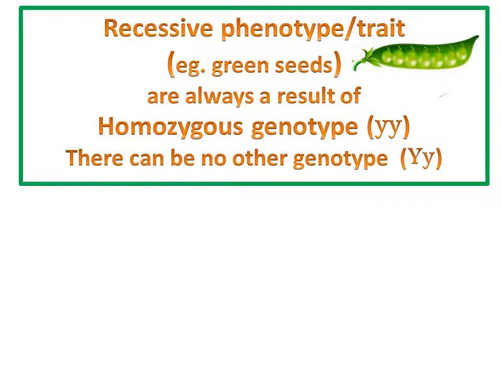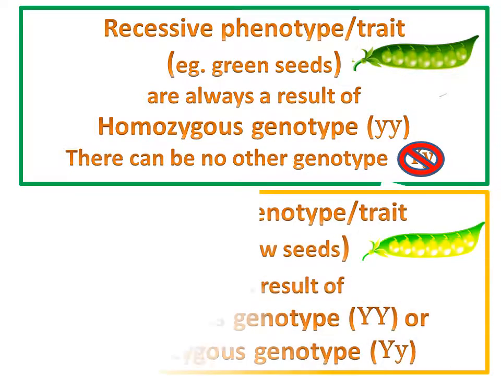Whereas in a recessive phenotype or trait, for example, a pea plant which is producing green seeds, these are always a result of homozygous genotype, that is small y small y, and there can be no other genotype for recessive traits. So you cannot have capital Y, small y.